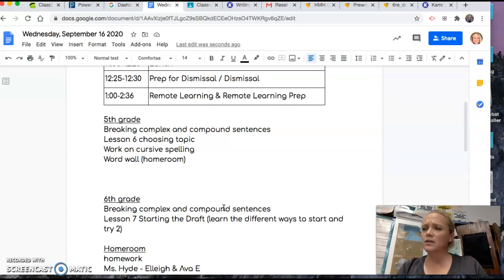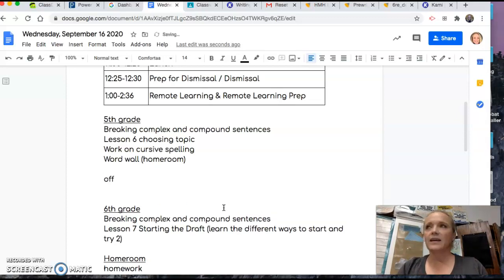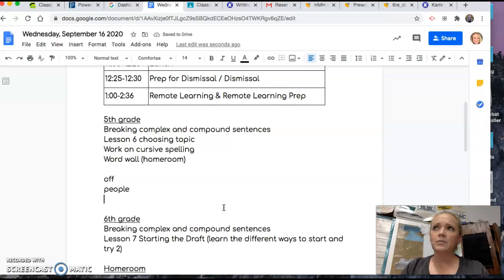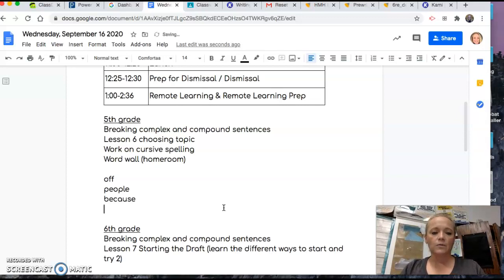So your first word is off. And that one is often misspelled because people forget the extra F at the end. The next one is people. I have to think out in my brain people when I want to spell that because it has an extra letter in there that people don't remember sometimes. Because is going on the word wall because it sounds like B-E-C-U-Z, but actually it's because with the A-U and then a silent E at the end.